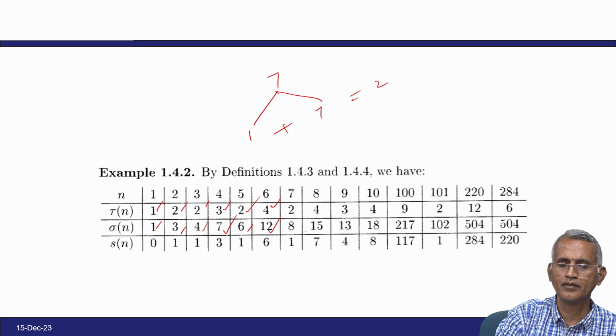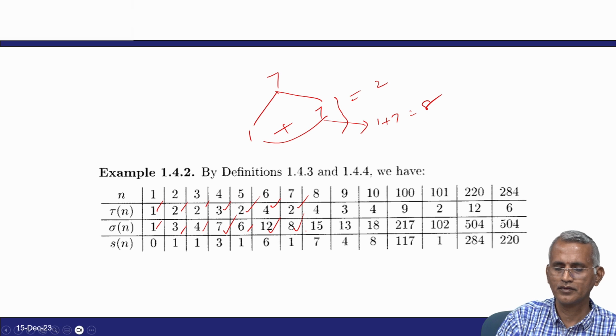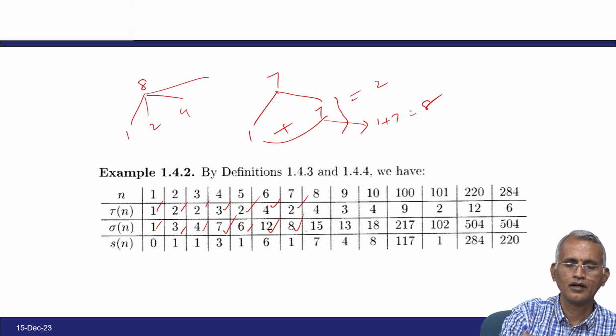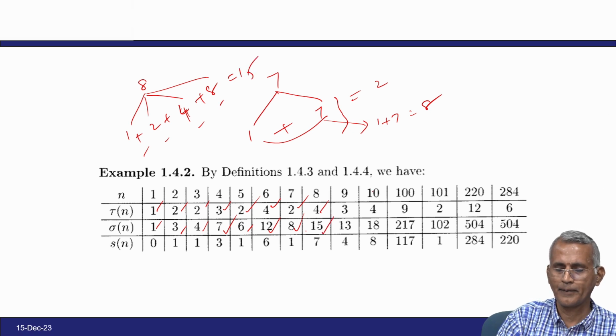How many sum? 1 plus 7 is 8. So, 8 and 2. Similarly, for 8 you take 1, 2, 4, then 8, totally 4 divisors: 1, 2, 3, 4. So, 4. What are all the sums? 1 plus 2 plus 4 plus 8 equal to what? 15. So, 15 coming.